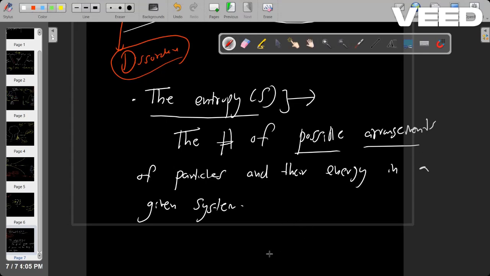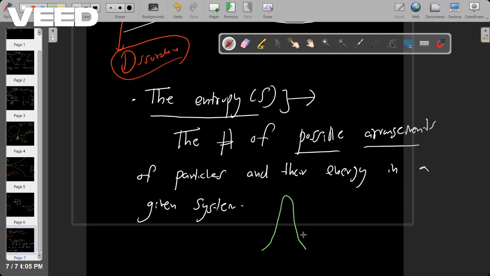For example, when the same number of leaves are in a pile like this, and the same number of leaves are scattered on the ground, which one of these are we having? This is the ordered. This is the disordered, right? Now, which one of these scenarios can have more arrangements of particles?